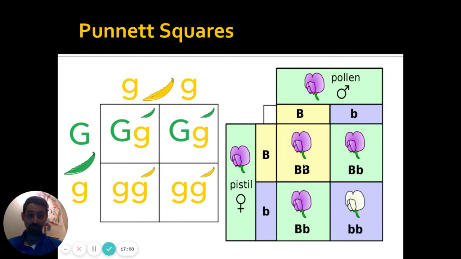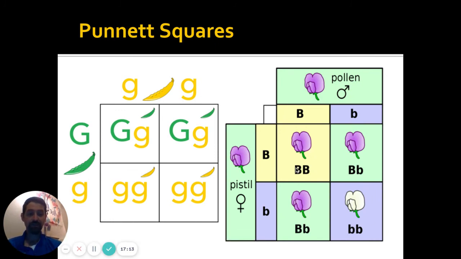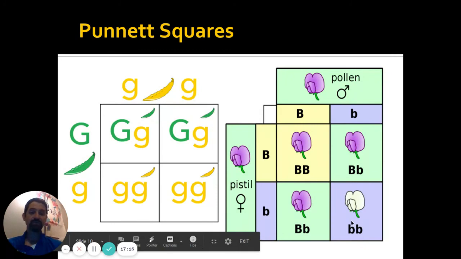This one that has two of the same, we would call homozygous. Homo means the same, like homogenized milk. Okay, it's blended to be the same throughout. This one is also known as homozygous. We would call this one homozygous dominant, this one homozygous recessive.